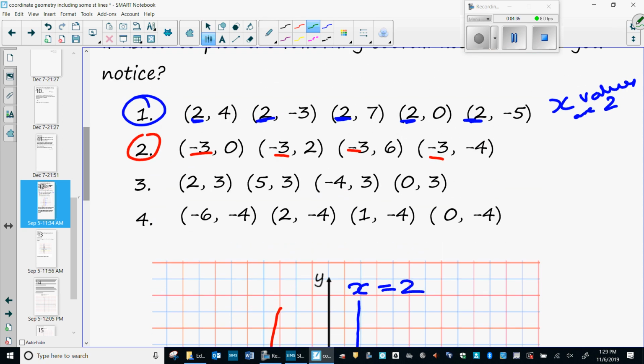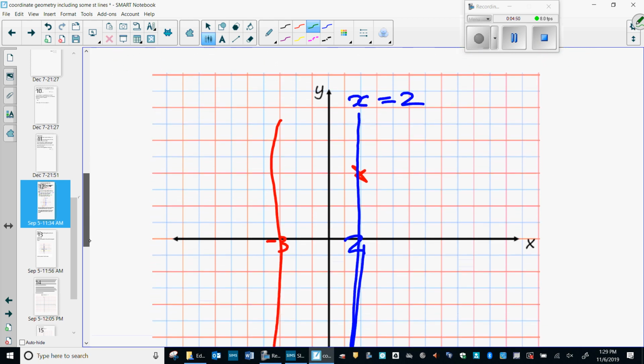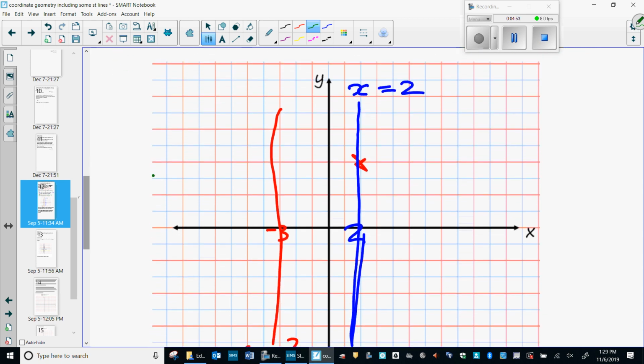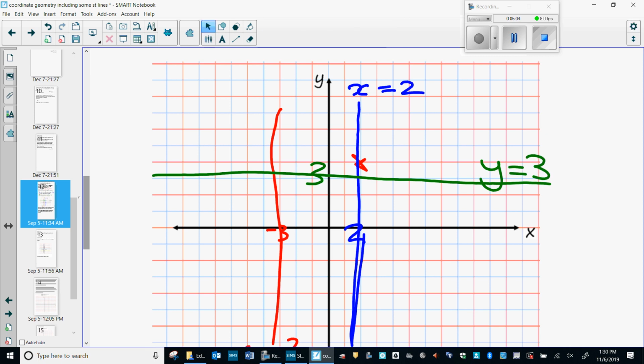So let's look at some of the others. What do we notice about line 3? Good. So the y value is 3. What did we find the line did? We should have found it went horizontally through the value of 3. What do we call this line? y equals 3.